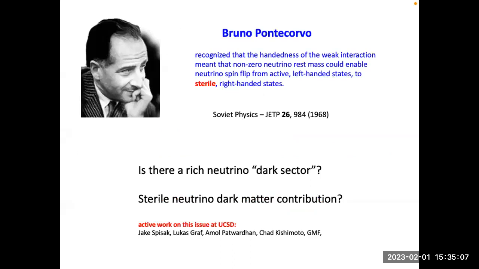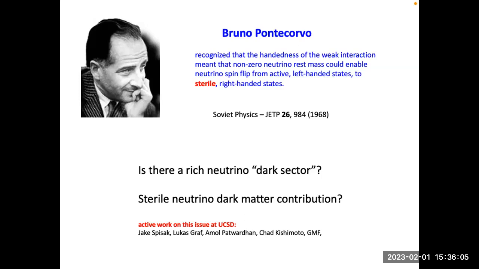In fact, there's a long history in particle physics of interesting things that neutrinos might do. And of course, the pioneer in this was Bruno Pontecorvo in the Soviet Union, who recognized that once neutrinos have mass, and we know they have mass, there can be all kinds of interesting properties that neutrinos might have, including neutrinos that don't interact via the weak interaction, so-called sterile neutrinos. And this idea is quite old. So we can ask this question: is there a rich neutrino dark sector? Are there dark sectors in particle physics that have their own neutrinos or neutrino-like properties? Basically, a neutrino here is a spin-1/2 fermion with no electric charge.